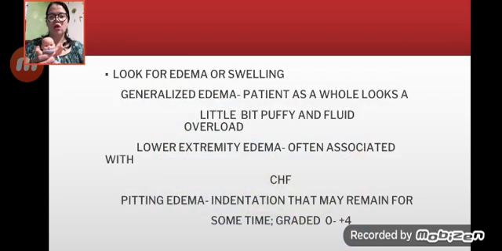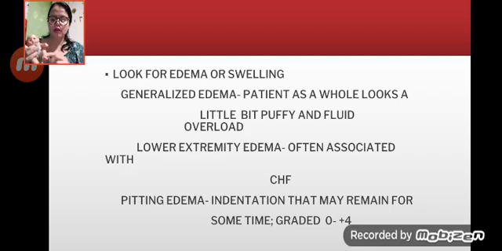Then what else? Look for edema or swelling. So in some, they have generalized edema all throughout the body. So the patient as a whole looks a little bit puffy and fluid overloaded. As you will observe from the body, there is a little bit of puffiness of the skin. Even the face of the newborn is also puffy. And also look at the lower extremities, because sometimes there is lower extremity edema. This one is often associated with congestive heart failure.